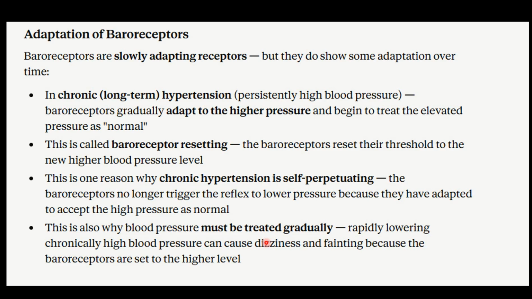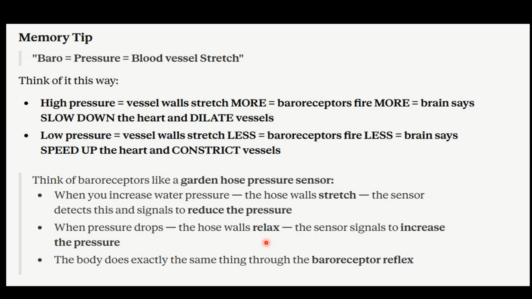So till now we have learned so many things. How will we remember it all? For that there are a few memory tips. I have concluded everything here. Baro means pressure, which is equal to blood vessel stretch. Now think of it like this: high pressure, vessel wall stretches more, baroreceptors fire more, brain says slow down the heart and dilate the vessels. Lower pressure, vessel wall stretches less, baroreceptors fire less, brain says speed up the heart and constrict the vessels. So this is the overall working.